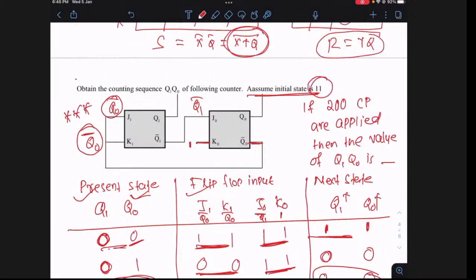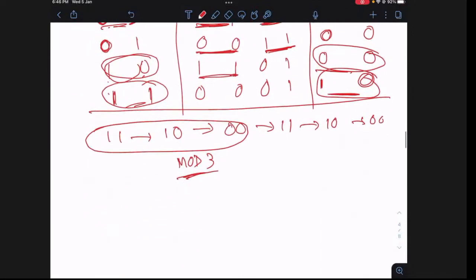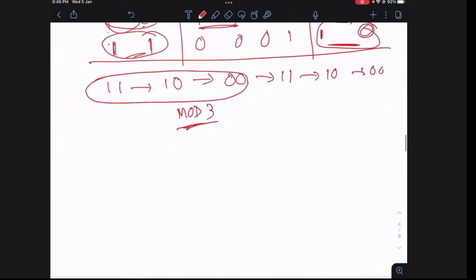If the present state is 1, 1, and I go with any integer multiple of 3, like 3, 6, 9, 12, 15, or 99, any multiple of 3, you will again get 1, 1 only, because the initial state is 1, 1. So the same 1, 1 repeats on all the integer multiples of 3. That means if k is an integer, at 3k you are going to get the state 1, 1.